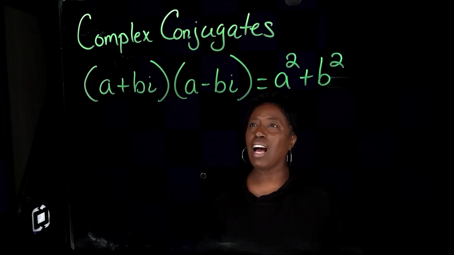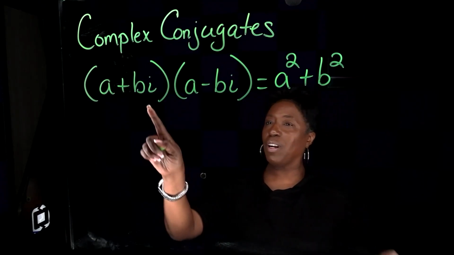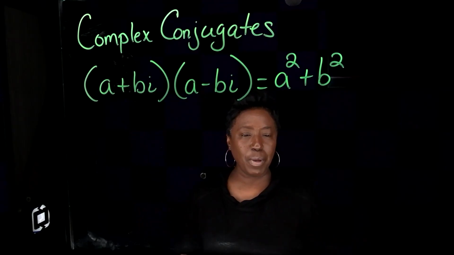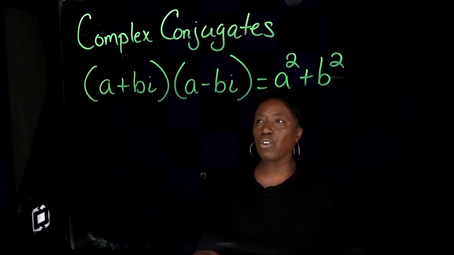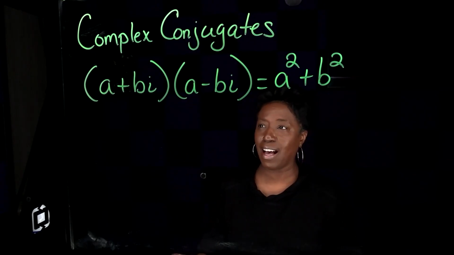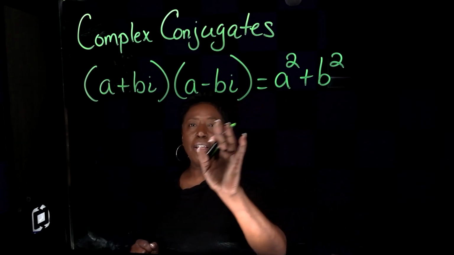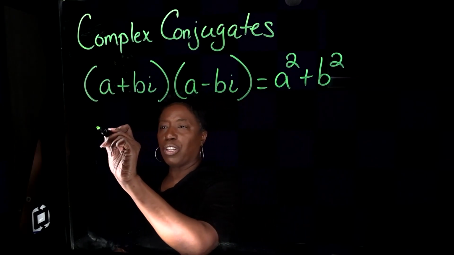Let's recall, our conjugates is when our signs are just flipped in the middle of our binomial. And of course, with our complex conjugates, now we are adding the I. We have the I. Now, that is the shortcut, but let me show you a little something here.